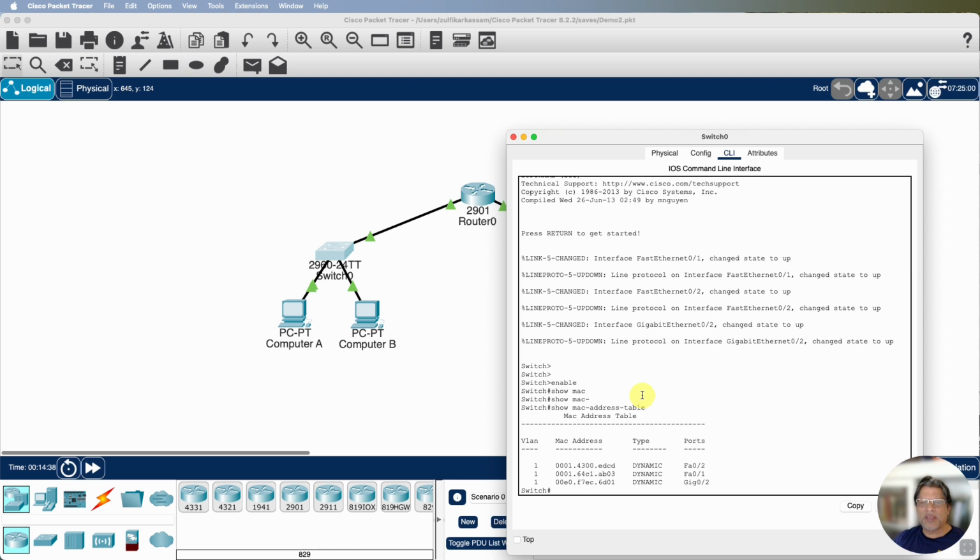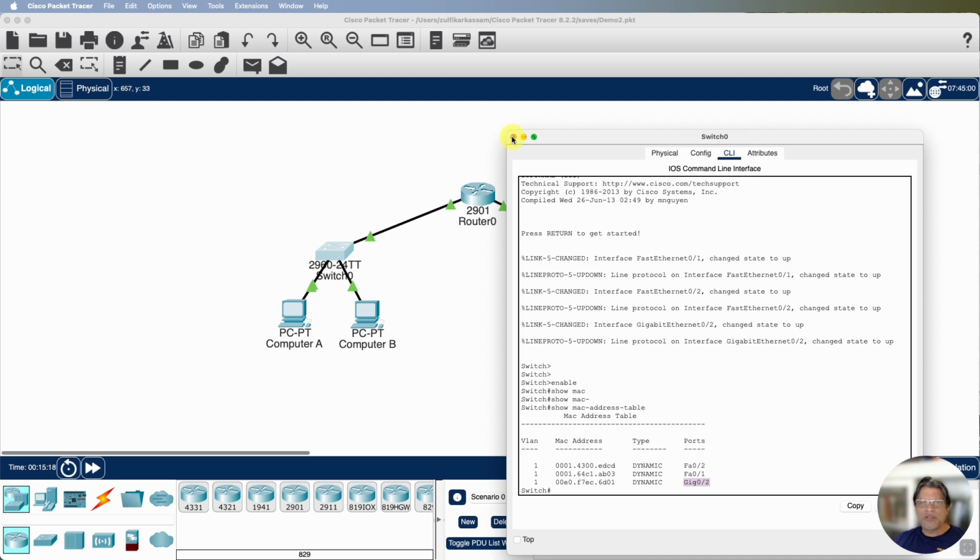So if you go show MAC address table, you can see it has learned MAC addresses in here. Once again, because layer 2 information does not traverse to a different network, it will only learn the MAC addresses on its own switch. It will not be able to find out what's happening on the other side of the network, right? So you can see it has learned the MAC address of computer A over here, right? Computer B, which is Fast Ethernet 0/2, and it has learned the MAC address of the router. So these are great troubleshooting tools to understand what's going on in the network.